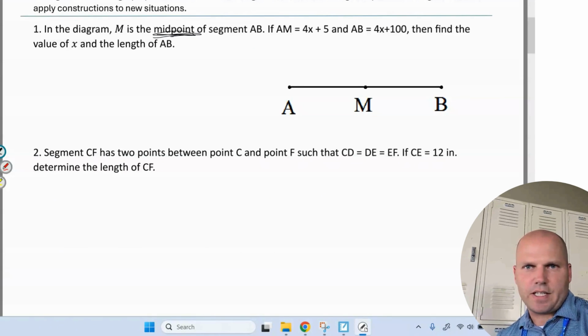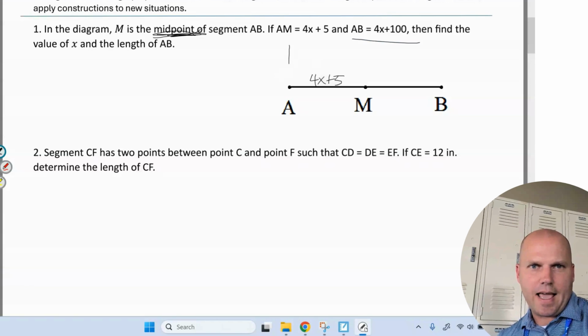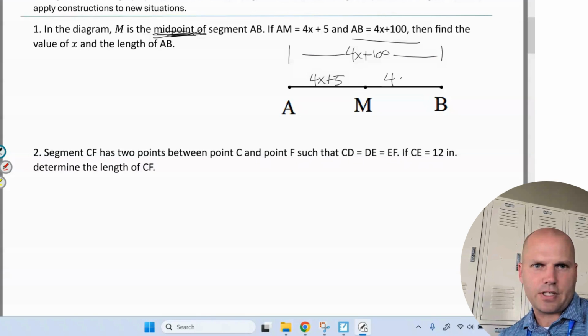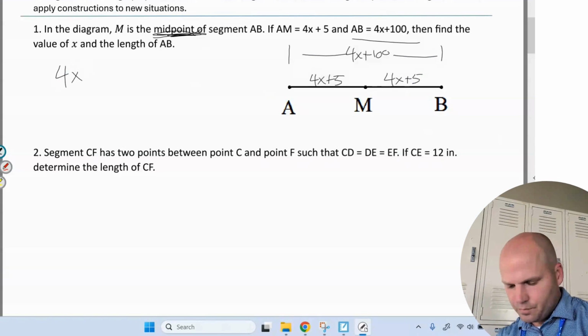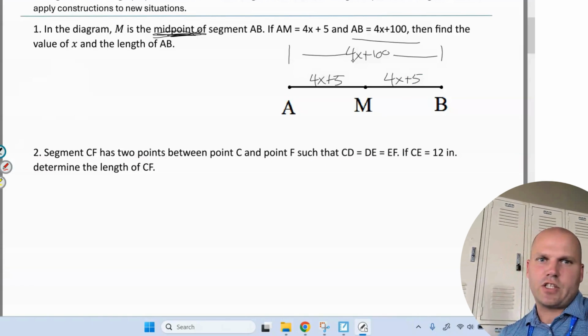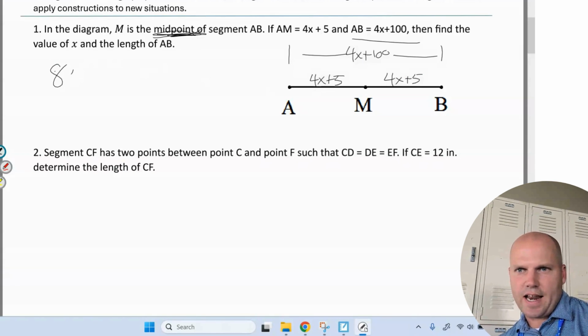M is the midpoint. Pay attention to words. AM is 4x plus 5. AB is 4x plus 100. How can we use that to our advantage? Since M is the midpoint, AM plus MB has to equal AB. Doubling, you can either cut this in half and say 2x plus 50 has to equal 4x plus 5, or you could say 8x plus 10 equals 4x plus 100.